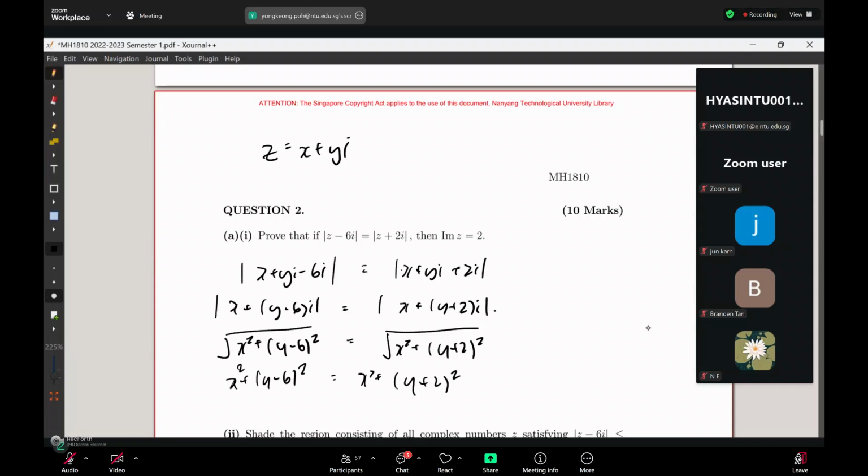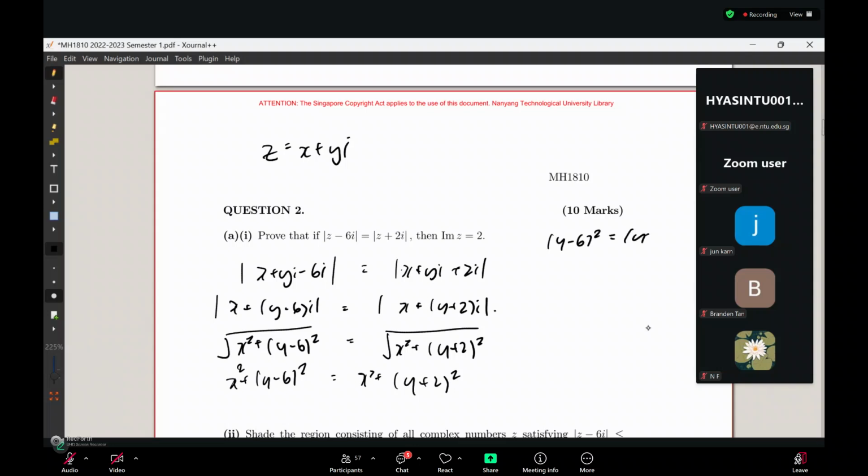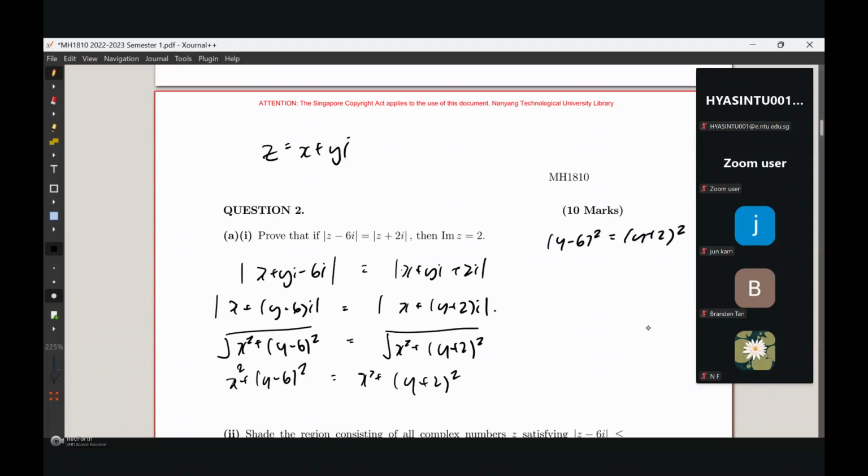Then you can cancel out the x squared. So you just get (y minus 6) squared equals (y plus 2) squared. So here you can just go ahead and expand this. Now, if you want, you can square root both sides and solve for it, but I'm not going to do that because you will need to think more. So you get y squared minus 12y plus 36 is equal to y squared plus 4y plus 4. Now you just need to make y the subject and solve for y.